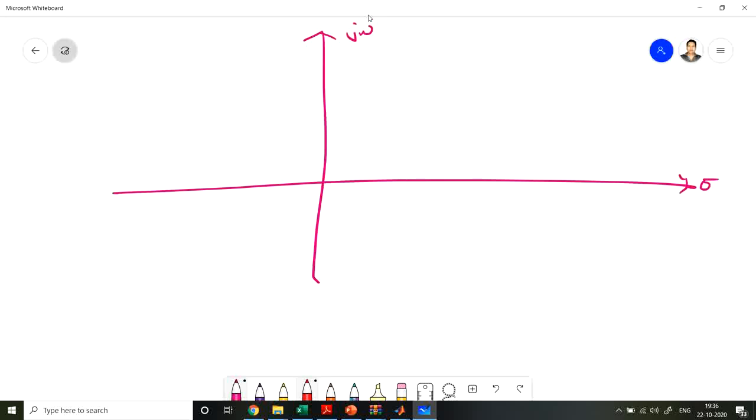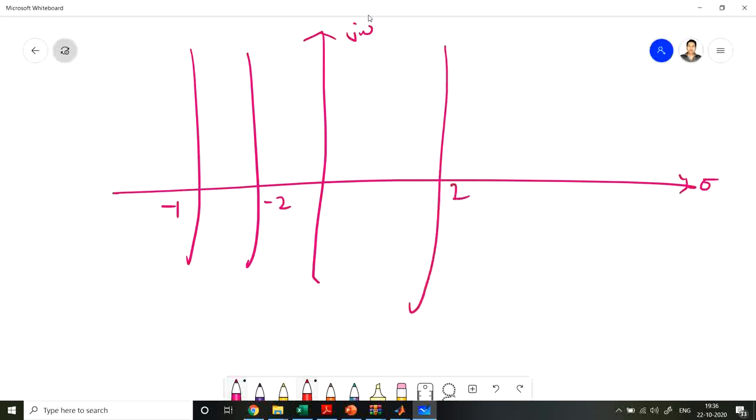So first is real part of s greater than -1. So this is -1, and second is -2. So -2 is there, and the last one we have is 2. We have 2. So what should be the common ROC of this signal? So let us plot the common ROC of this signal.